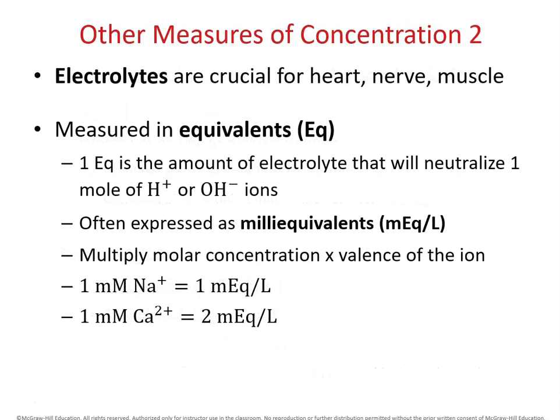When we talk about electrolytes, we use a very specific unit. It's called equivalence. Okay, so an equivalent is the amount of an electrolyte that will neutralize 1 mole of hydrogen ions or hydroxide ions. And we can also use the 1,000th of this and talk about milli-equivalents if we're talking about low concentrations of ions like we would see in a biological system. So we could say that if we are using sodium ions, 1 millimole is equal to 1 milliequivalent per liter.